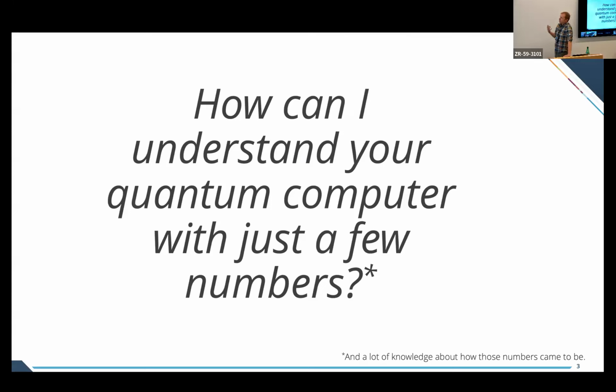The main problem that we're trying to answer with benchmarking research is how can we understand a quantum computer with just a few numbers, right? Quantum computers are these big, very complex, state-of-the-art physics experiments, and we want to describe them as 10 to the minus 4 or something, where we can explain to someone who doesn't necessarily know the intricate details of our device just 1 or 2 or 10 things that they can use to say, oh, I would like to buy this computer and not that computer.